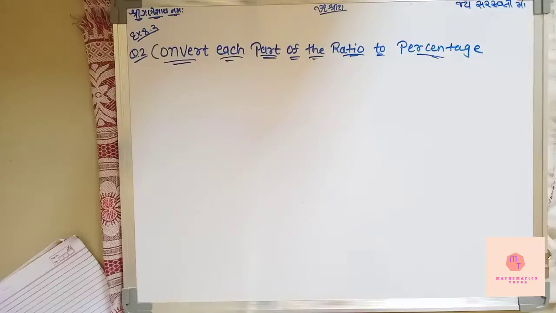This is 8.3 of chapter number 8, comparing quantities. Question number 2, convert each part of the ratio to percentage. So in this question we have to convert the part of ratio to percentage. So let's see how we will do this.